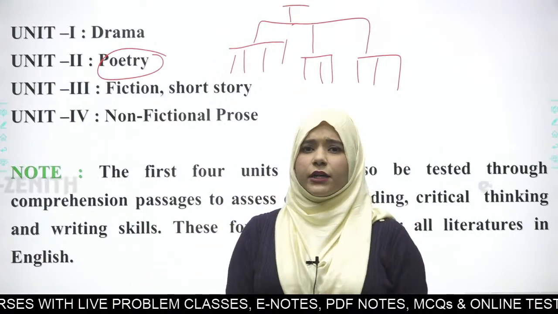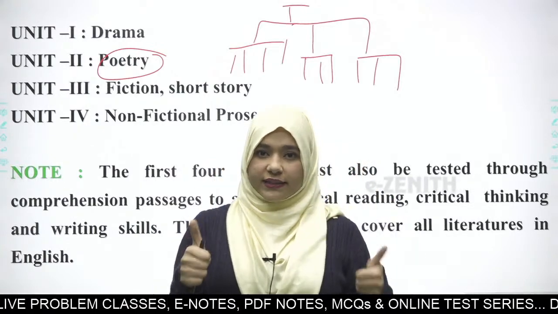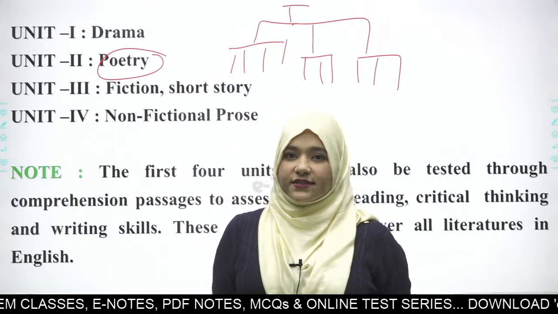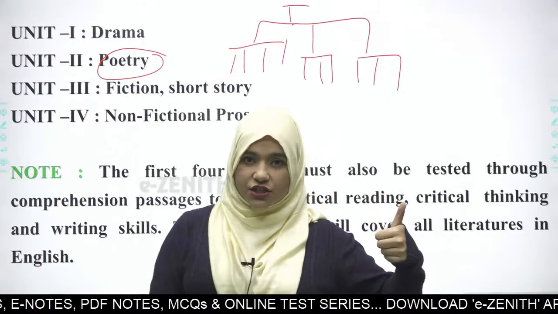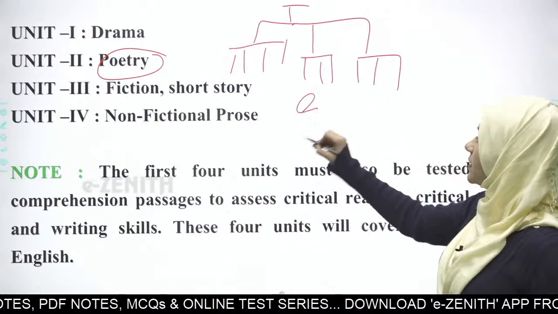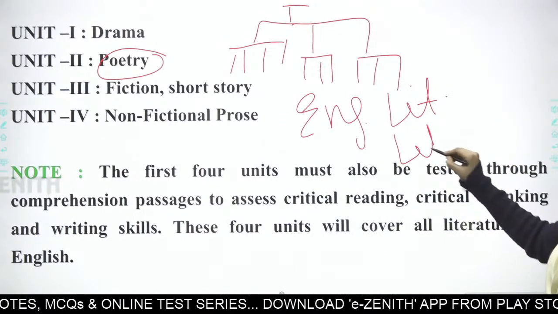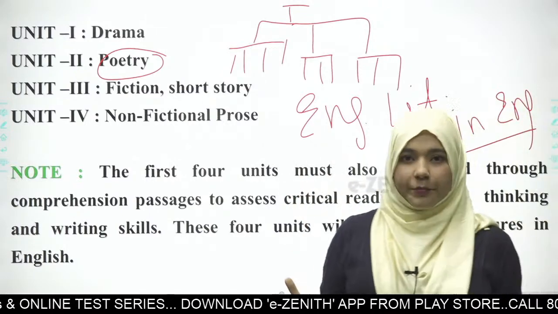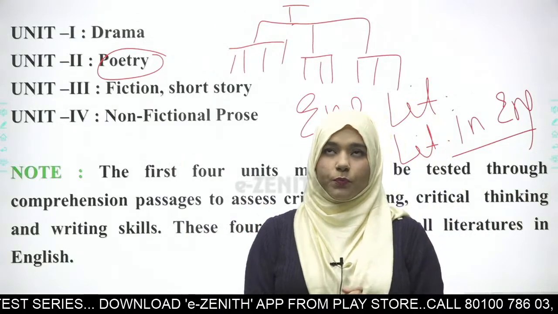Now, this was the very first thing that you need to understand, that there are 2 methods. Number 2, you need to understand the difference between 2 terms. One is English literature, another one is literature in English. Now they look familiar, English literature and literature in English. What is the difference between the 2?